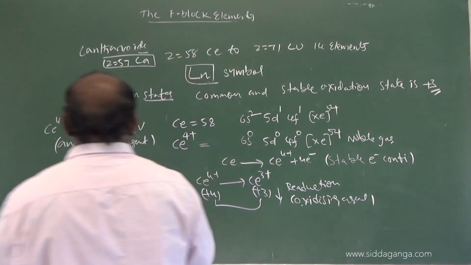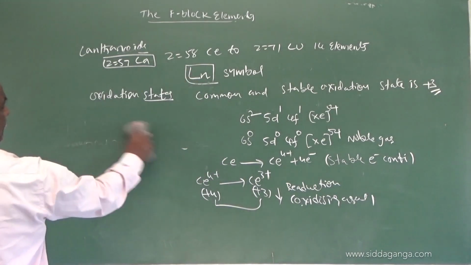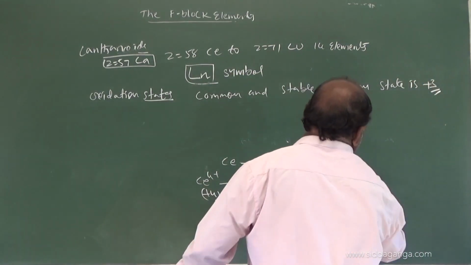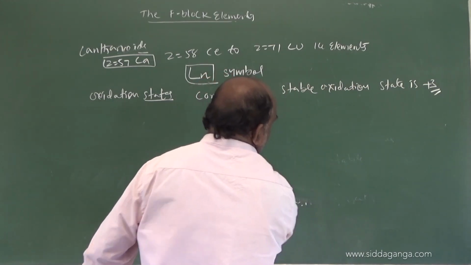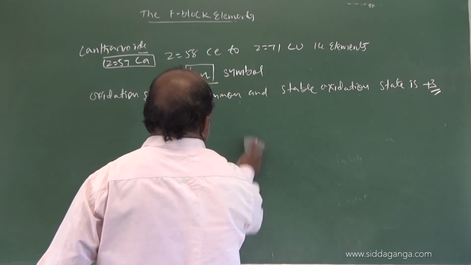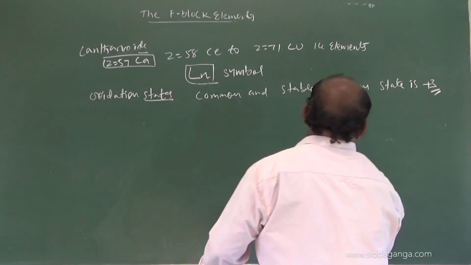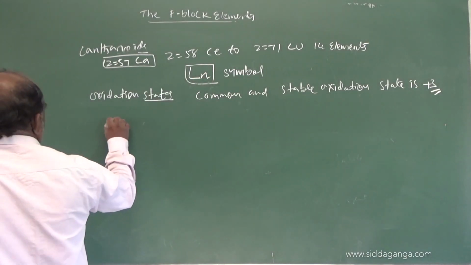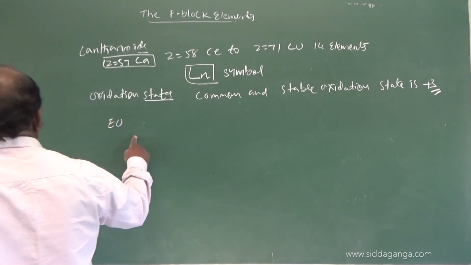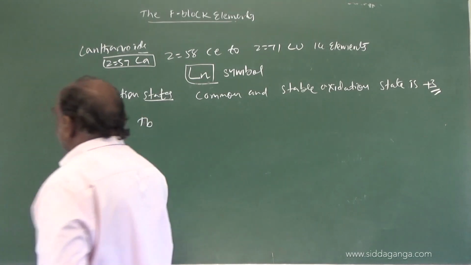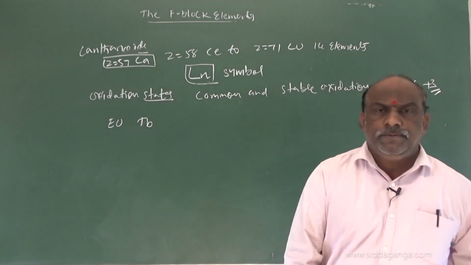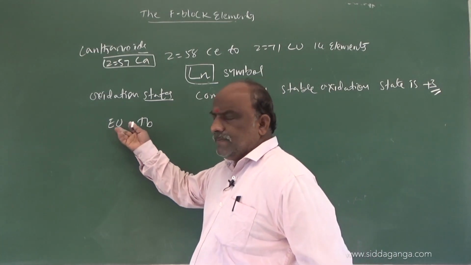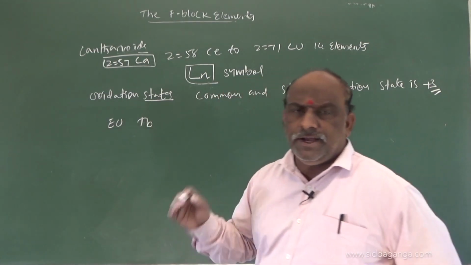And next one, after cerium, next is europium, Eu, and terbium, Tb. Europium, terbium. How to find the atomic numbers of europium and terbium will be a little bit difficult.